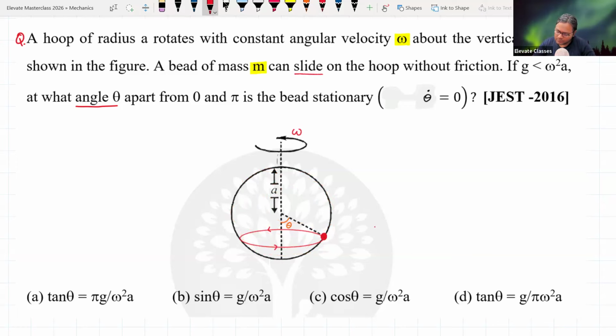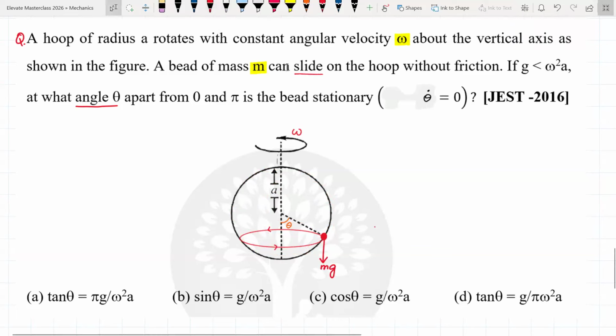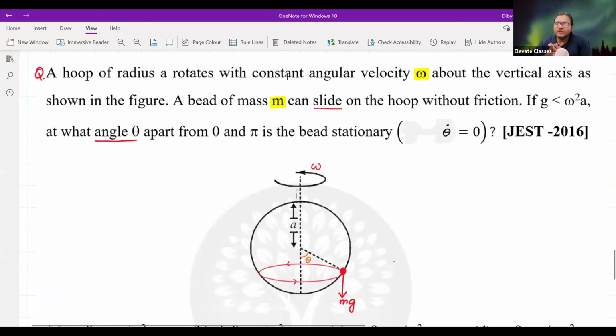So what are the forces involved? Of course, the number one force is gravity, mg. Now, what else? Normal reaction. Yes. Now the normal reaction is not very obvious right now because you might say there is no surface here, but you can think of it like this. If the circular ring is revolving about its diameter, then it is essentially tracing out a spherical surface, right? And the bead is always confined to the spherical surface.